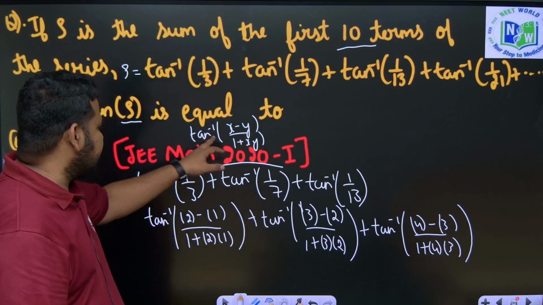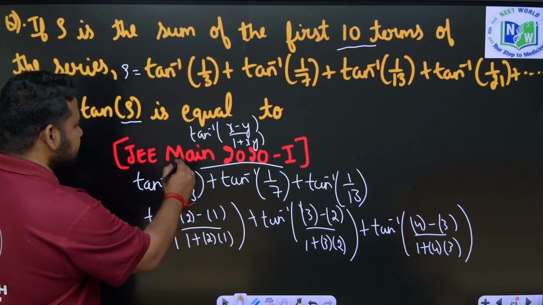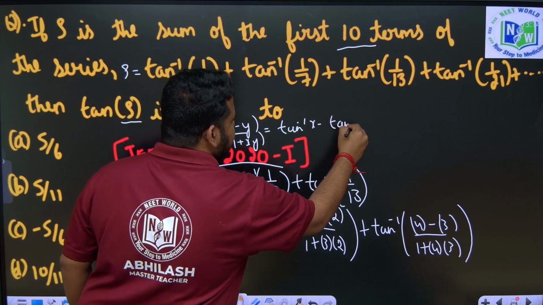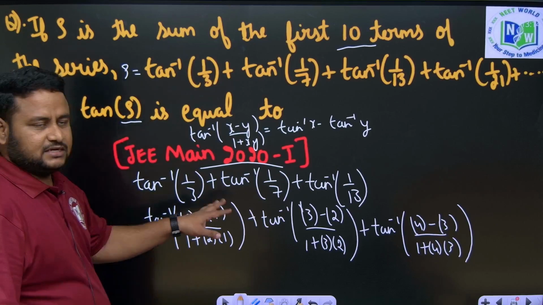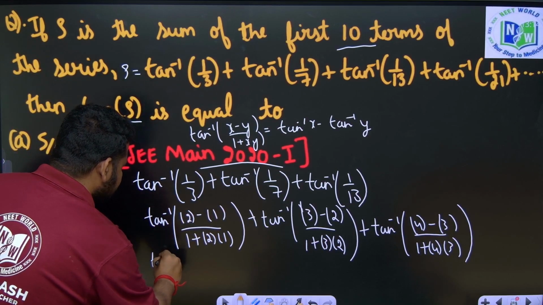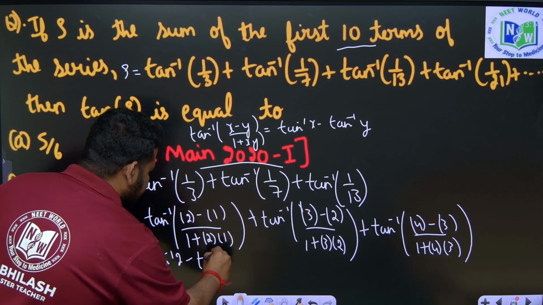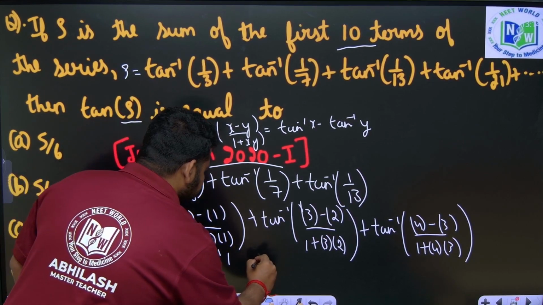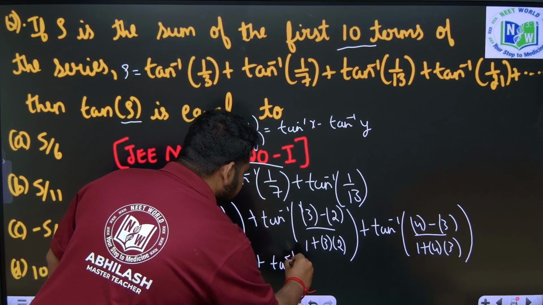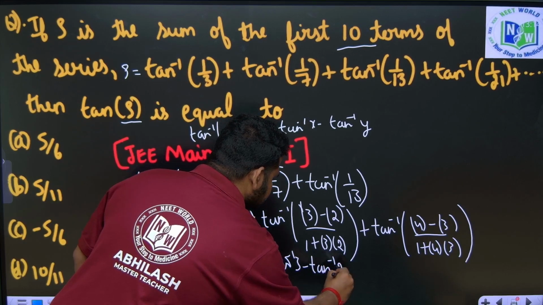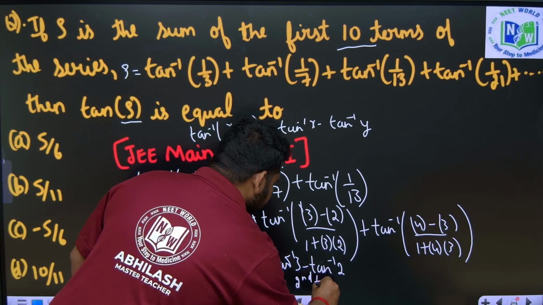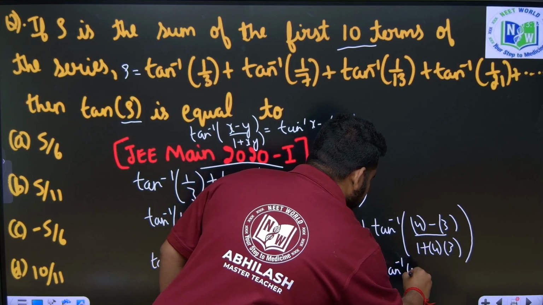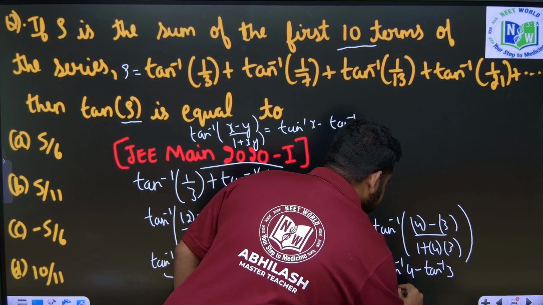So this is nothing but tan inverse of (x minus y) divided by (1 plus xy). That is nothing but tan inverse of x minus tan inverse of y. So this is nothing but tan inverse of 2 minus tan inverse of 1. This is for the first term. This is tan inverse of 3 minus tan inverse of 2, the second term, and plus tan inverse of 4 minus tan inverse of 3. This is for the third term.